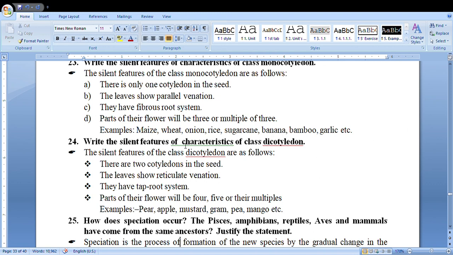Salient features of class Dicotyledon: they have two cotyledons in the seed. The leaves show reticulate venation. They have a taproot system. Parts of their flower will be four, five or their multiples. Examples: pear, apple, mustard, gram, etc.